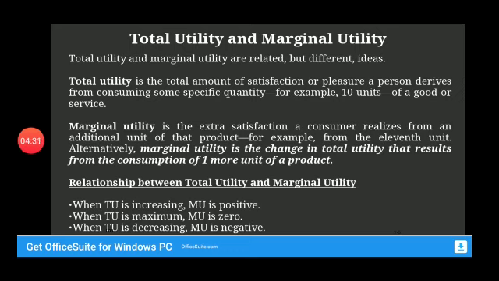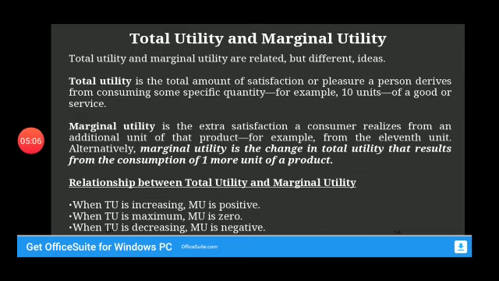Total utility and marginal utility. Total utility and marginal utility are related but different ideas. What is total utility and what is marginal utility? Total utility is the total amount of satisfaction a consumer realizes from consuming a given number of units, for example, 10 units of a good or service.